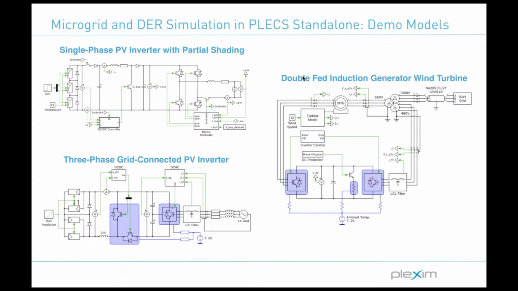There's this DFIG model on the right-hand side, and that's a good reference to learn about the different Plexim domains, so thermal, magnetic, mechanical, and then highlights how these turbines respond to a low voltage ride-through grid code requirement.